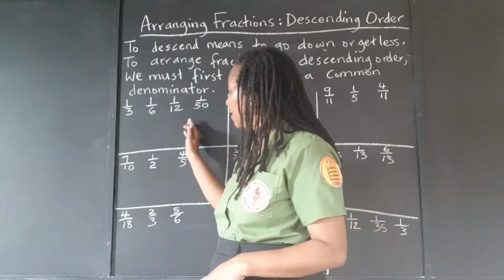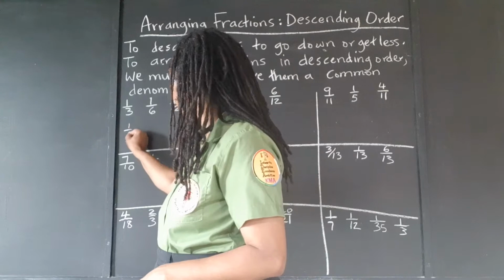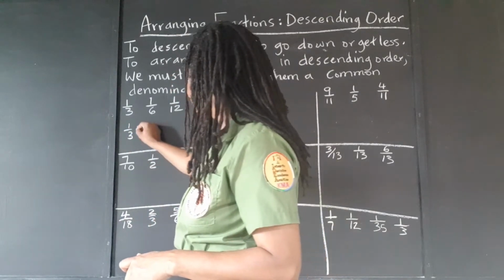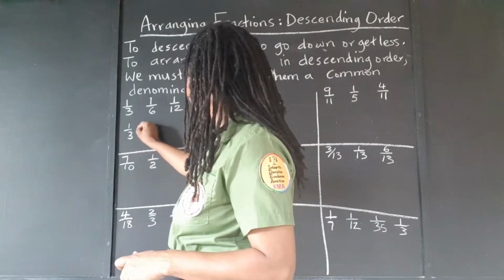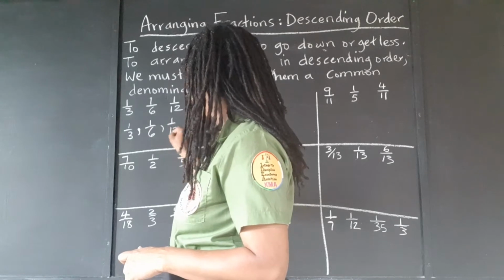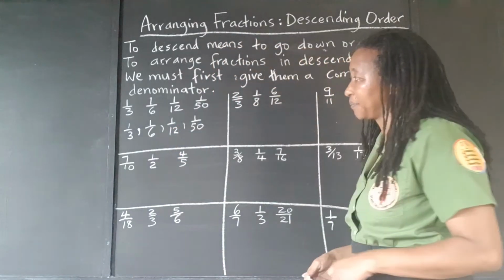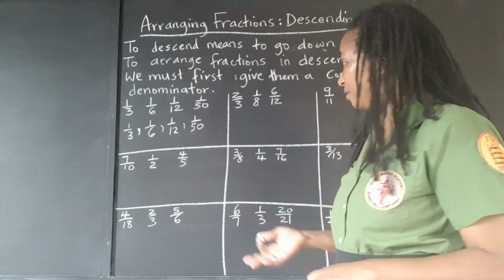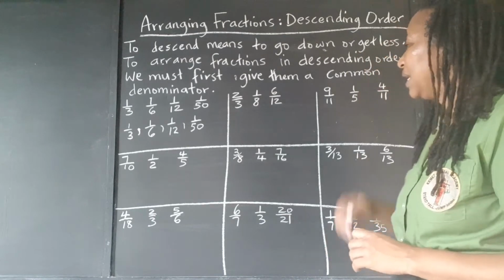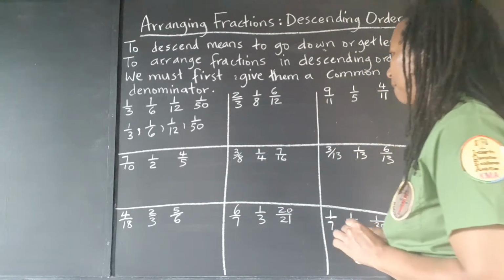So we can go ahead. It's descending order, so we know the biggest one is 1/3, followed by 1/6, followed by 1/12, followed by 1/50. So it actually was already in descending order. So let's go now and compare this set.